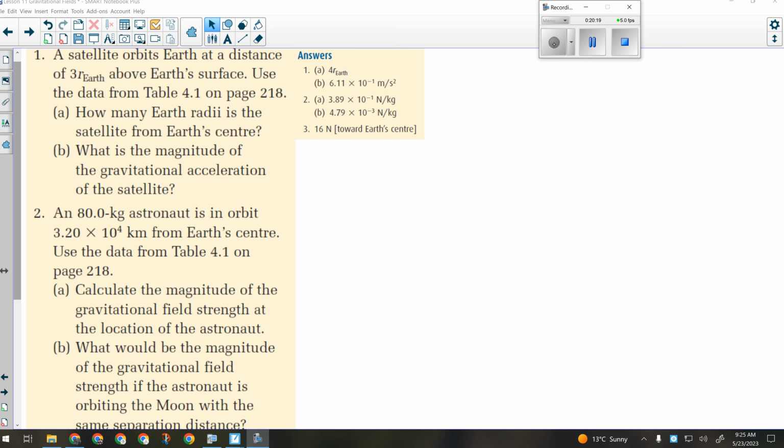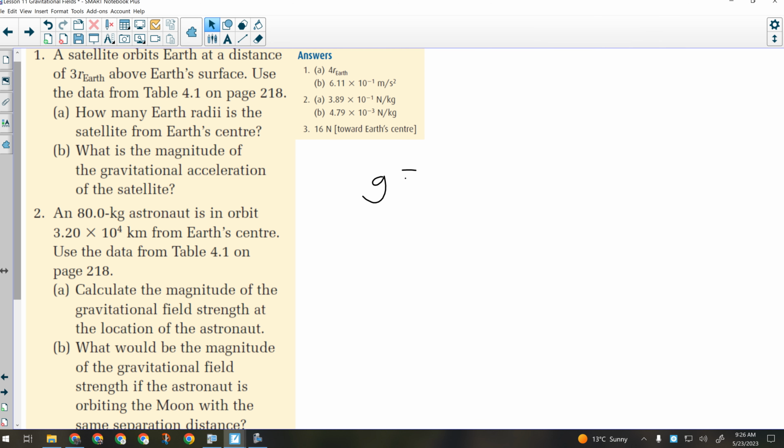Okay, so with number 1 here, it says that the satellite orbits the Earth at a distance of 3 Earth radii above the Earth's surface. So part A, how many radii from the Earth's center? 4. So we have to remember that because we have to multiply 6.37 times 10 to the 6 by 4. What's the magnitude of the gravitational acceleration of the satellite?